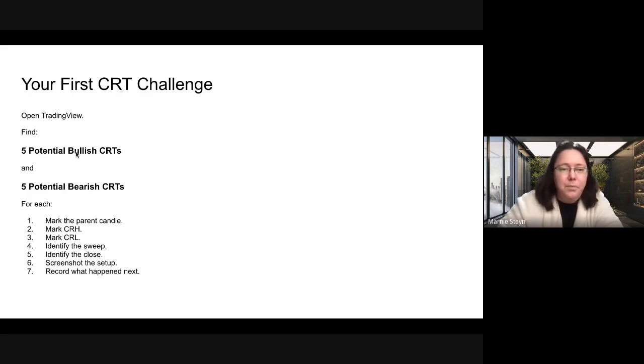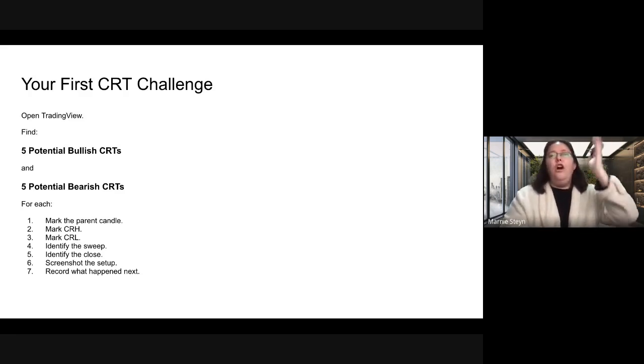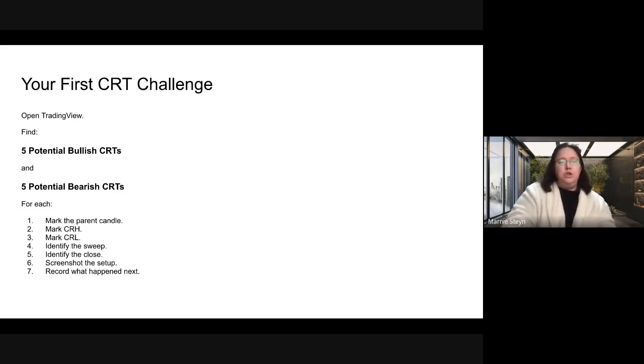So for this week, guys, open TradingView and find 5 potential CRTs. Please go and find the chart that you would like to trade it on. I know that Ava is trading the DAX, so go look on the DAX. Whoever wants to do NASDAQ, go to US 100. Those that want to do US 30, go to US 30. Those that want to do gold, go and do gold. But I want you to look for 5 potential bullish CRTs and 5 potential bearish CRTs.